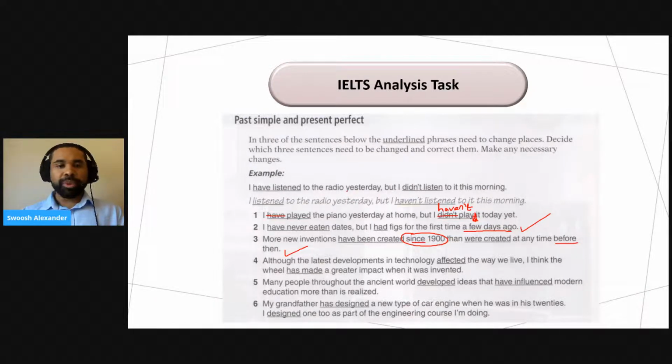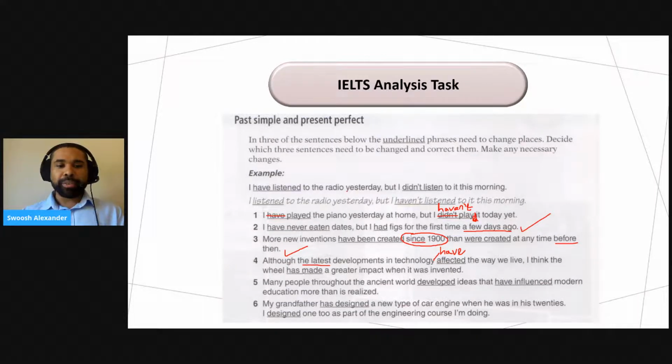Okay, looking at number 4 then, it says, although the latest developments in technology affected the way we live, okay, the latest refers to something which is relevant in the present. So the latest developments are the developments which have happened most recently, right up until now. So again, it's connecting the past to the present. They began in the past, but they are relevant right up until the present. So we should use have affected.